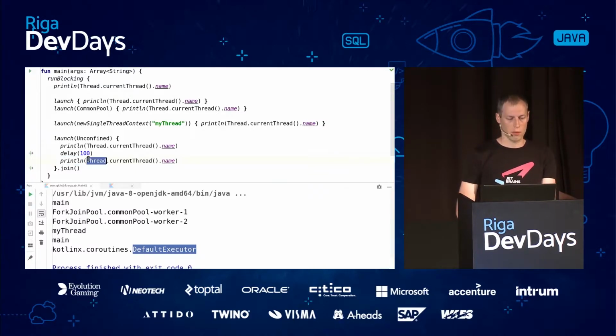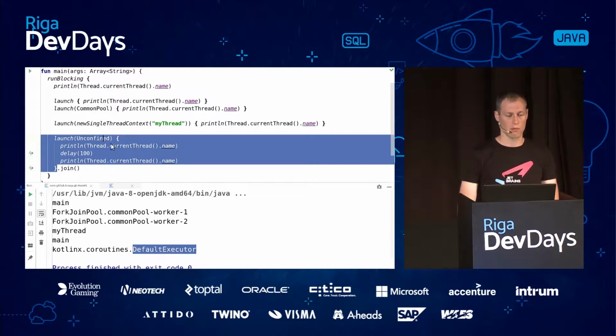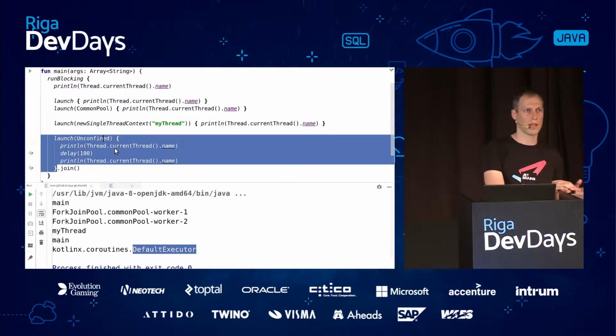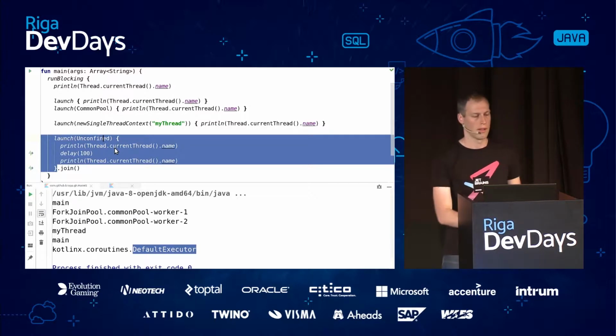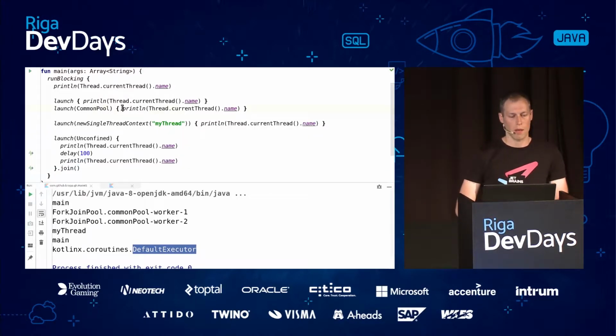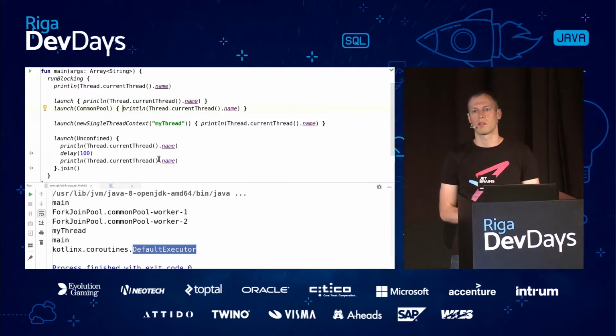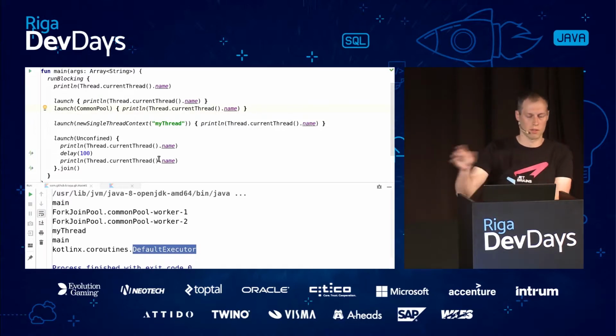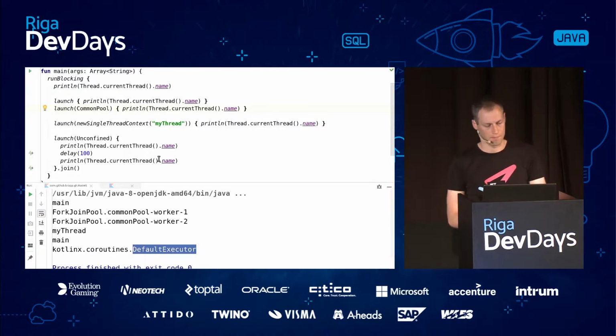But here what we've seen is that we can have the same coroutine, this one, run across multiple threads. So it started on one thread and resumed on another. The same can happen with the coroutines running on common pool. They can start on one thread and be resumed on the other.